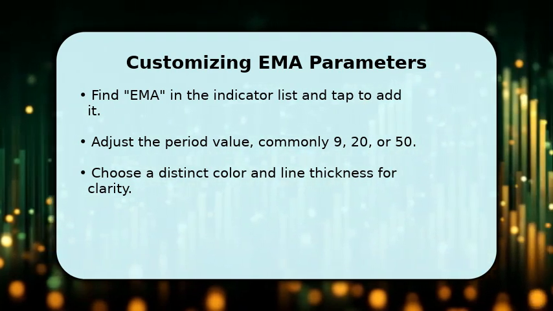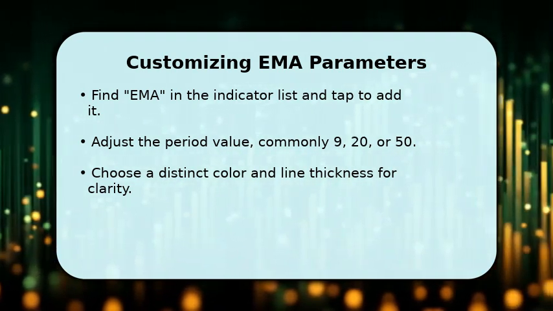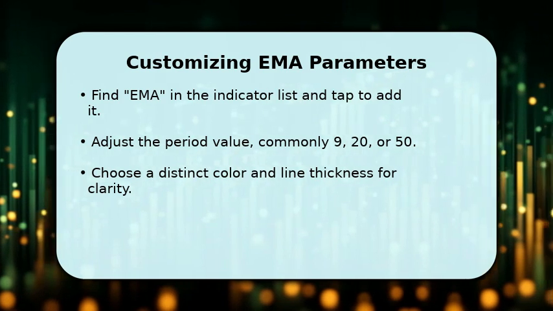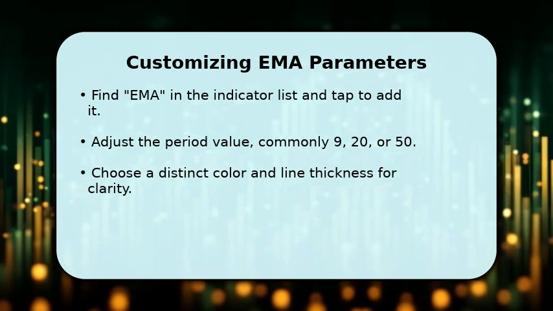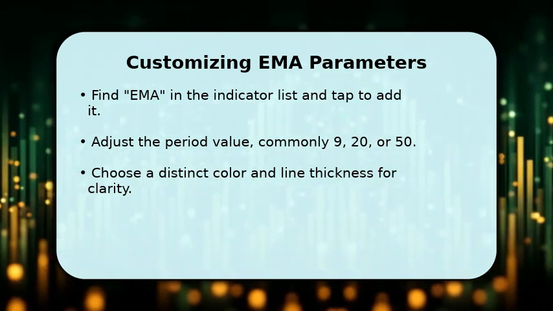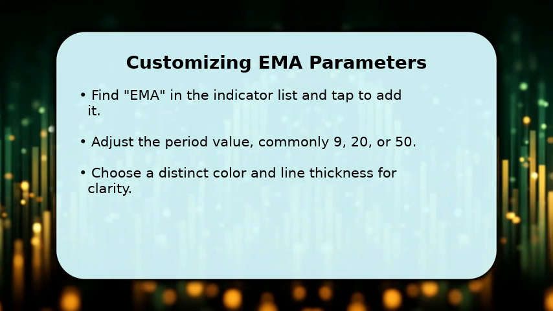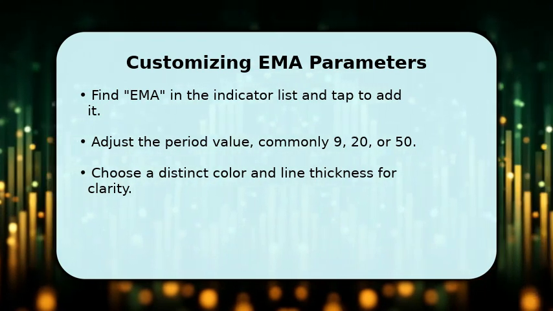The most important setting is the period, which determines the number of past data points the EMA considers. Common periods are 9, 20, or 50. You can also select a unique color and line thickness to make your EMA stand out visually on the chart.